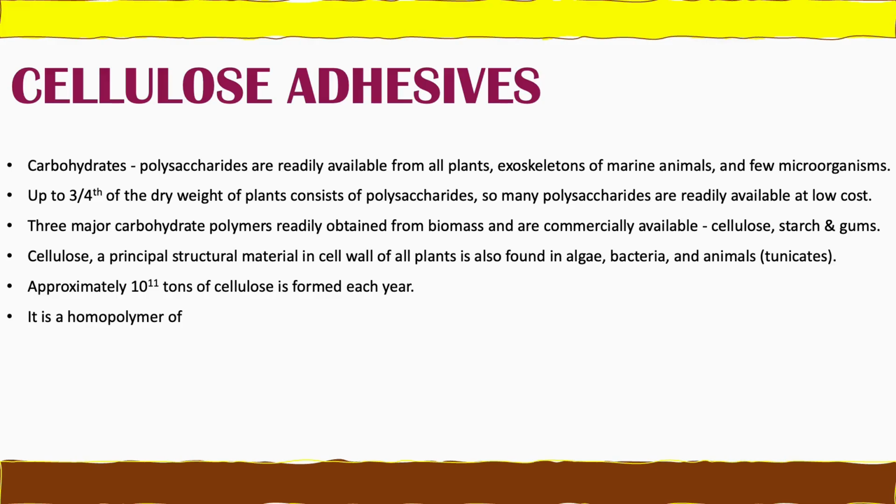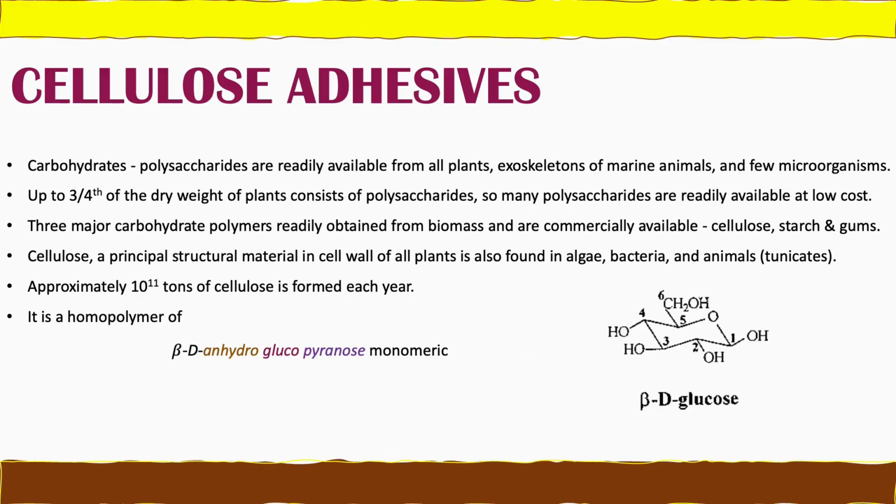It is basically a homopolymer of beta D glucopyranose monomeric units. This is the structure for the monomeric units. Beta D anhydroglucopyranose units, and the carbon atoms as labeled in this figure 1 2 3 4 5 6, as you can see, these are the carbon atoms labeled for one monomeric unit.